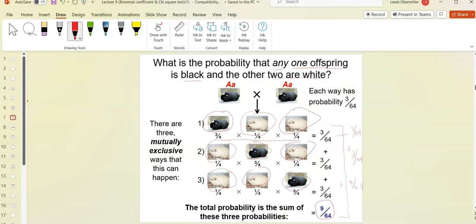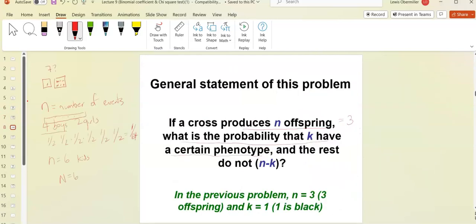So we have 1 black and 2 white guinea pigs in any order. So we could have black, white, white, or white, white, black, or white, black, white. So anyway, how many offspring is that? 3 guinea pigs.